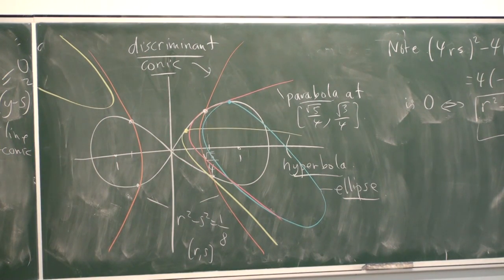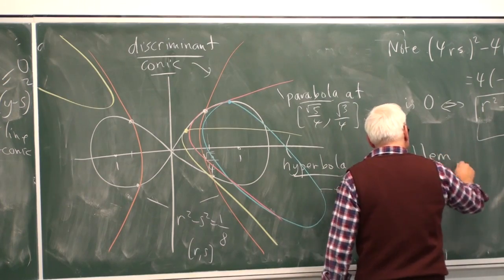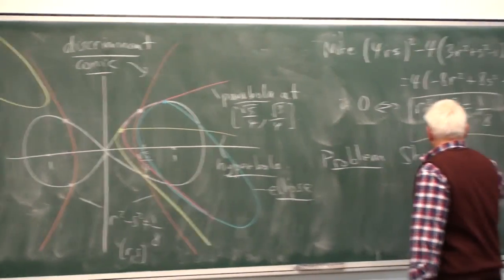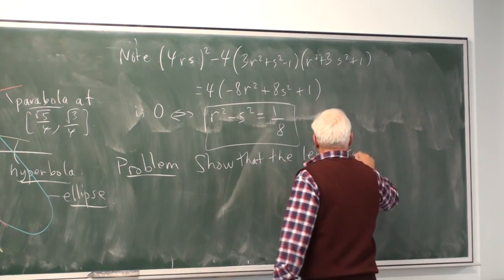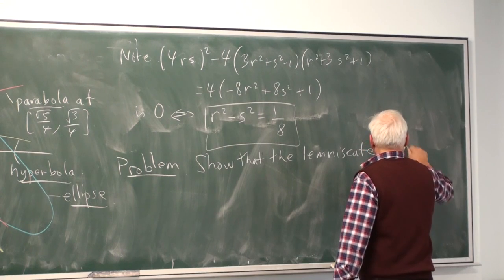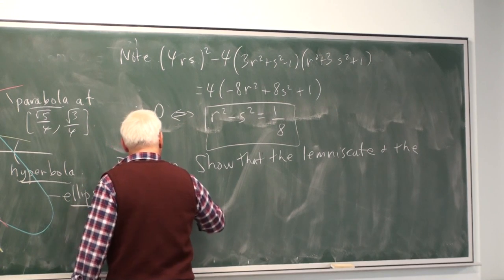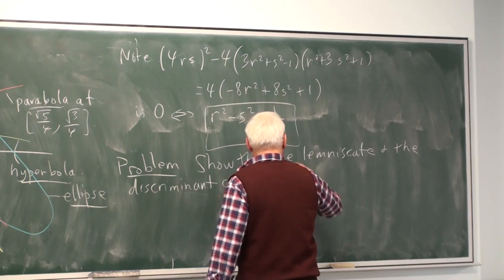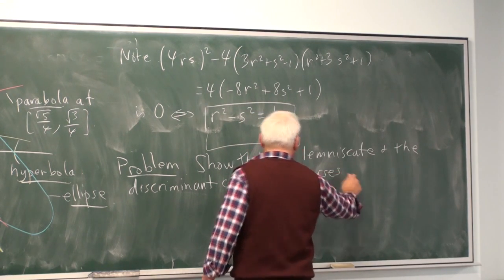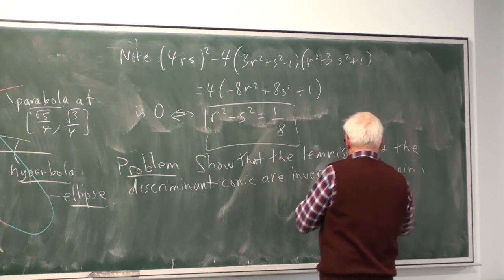And there's a remarkable, beautiful fact about these, which I'd like to give you as a problem. So, problem: show that the lemniscate and the discriminant conic are inverses with respect to the origin. I'll tell you what that means.